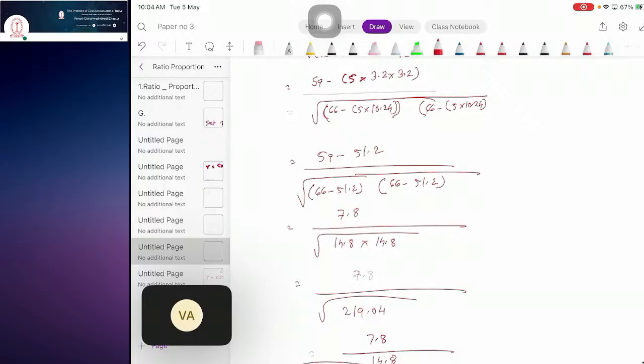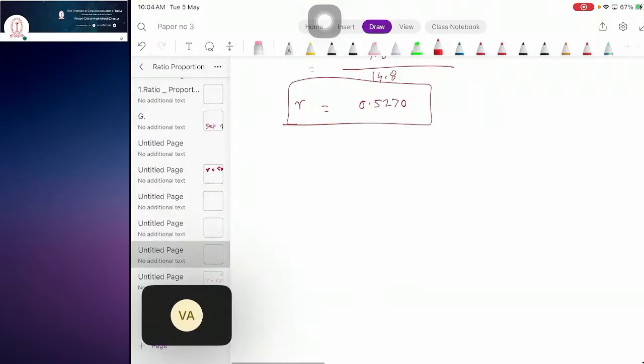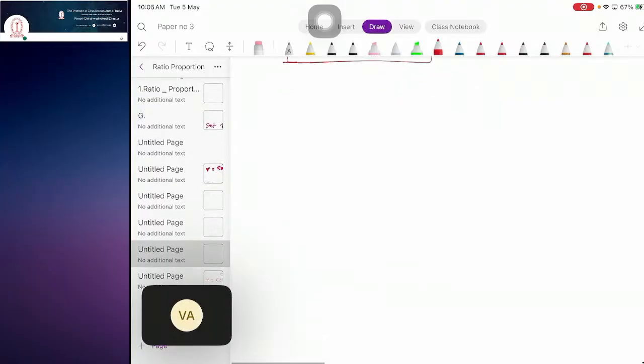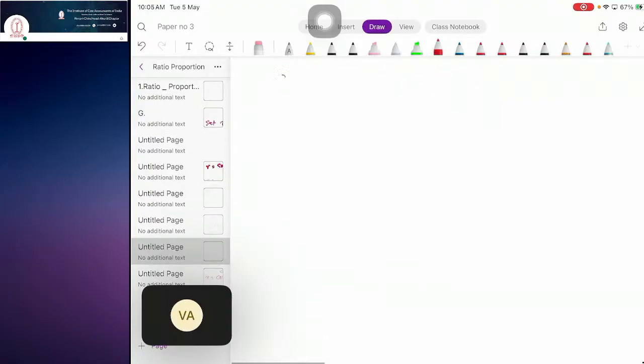Now, based on the value of this, I think it is over, everyone must have written it down. Based on the value of this, one question is always asked. Write down that question.